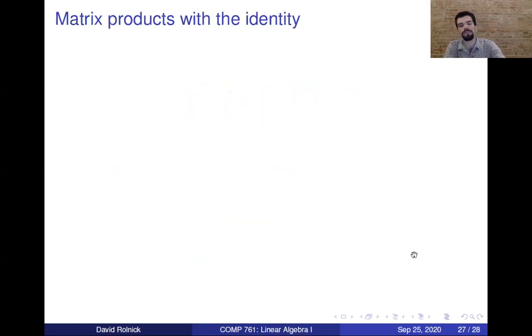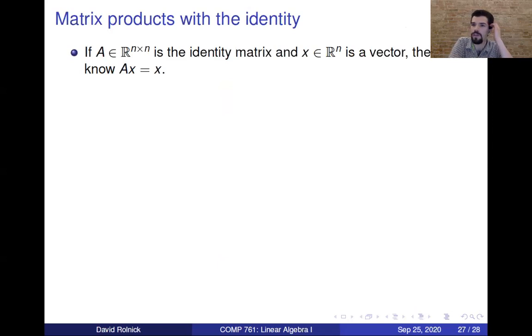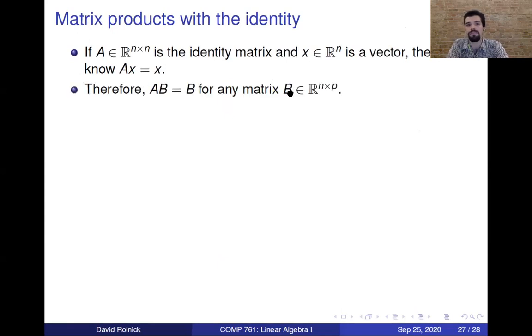And now finally, since we talked about the identity matrix before and how it's useful in multiplying vectors, let's just see how it deals with matrix products. So if A is the identity matrix and X is a vector, then we know that AX is equal to X. And that means, since matrix products are just concatenations of matrix vector products, that AB is equal to B for any matrix B in R^(n×p).